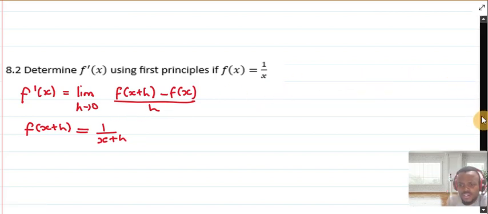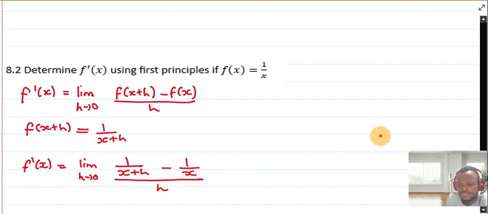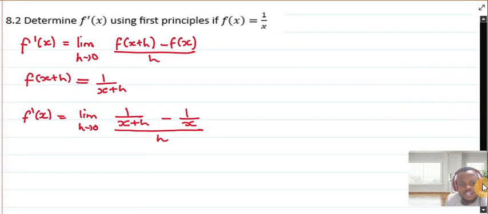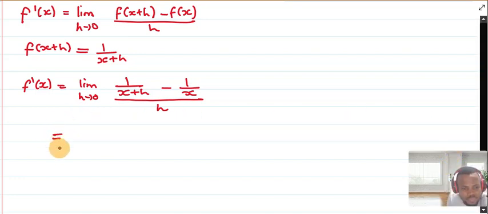Meaning, when we have to find the limit, f prime of x is the limit as h approaches 0 of 1 over x plus h minus 1 over x. Remember, this is all over h. Okay?